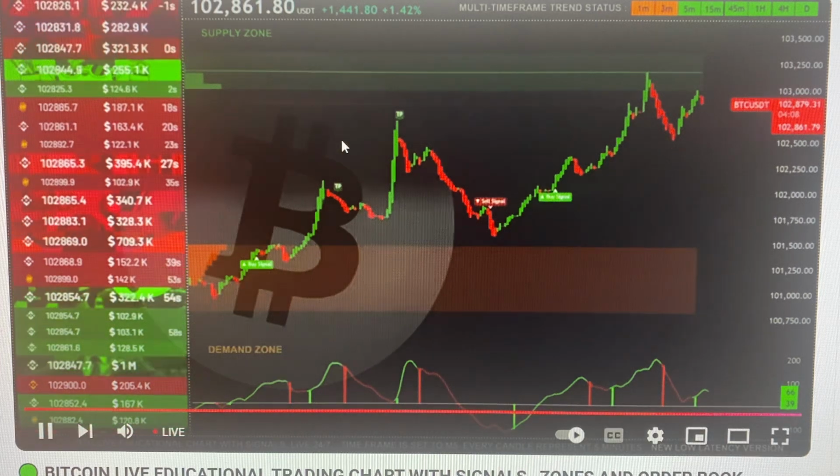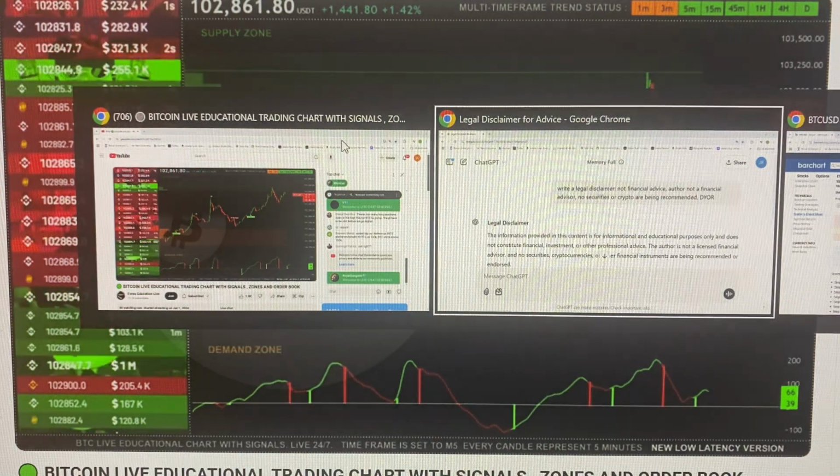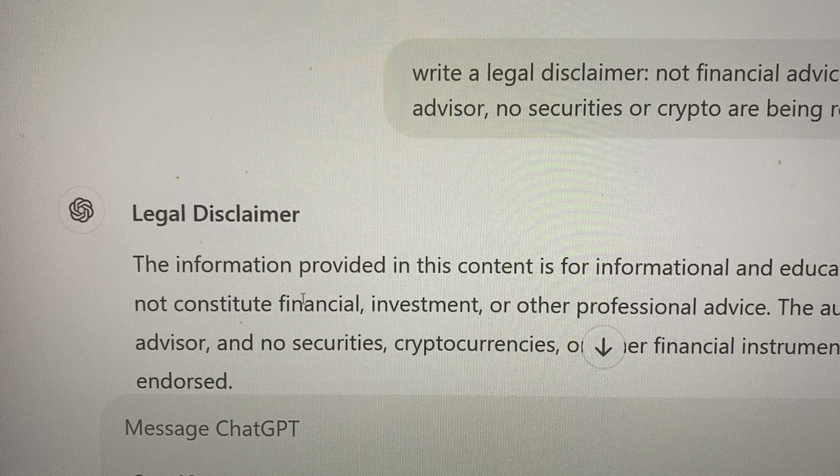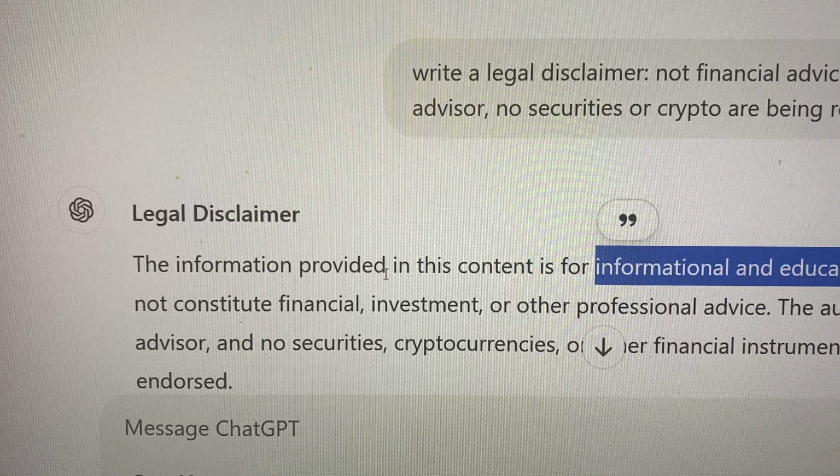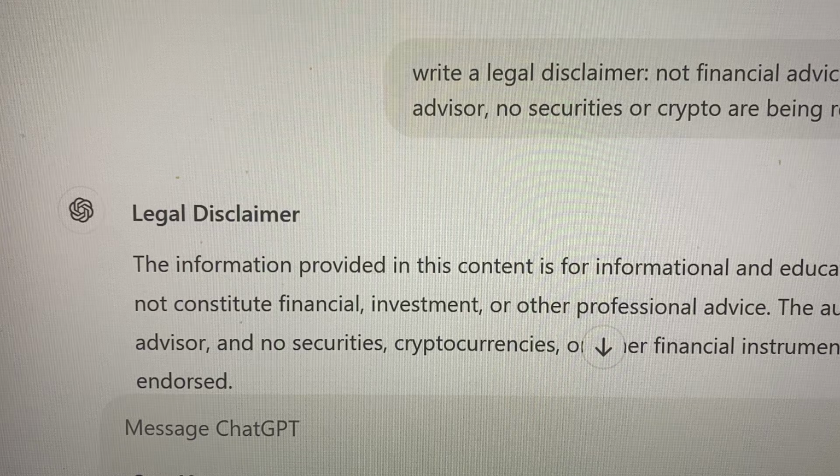But first, a real quick legal disclaimer, got to look at that first. Information provided in this content is for informational and educational purposes only and doesn't constitute financial, investment or professional advice, etc. So, read the risk disclosure.